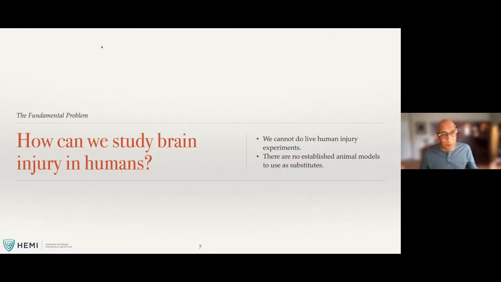All right, so here's my big problem. I want to study brain injury in humans, but I cannot do live human injury experiments. So the classical way in which we do science, if we want to study a problem, right, we do the experiment in that area. I cannot do the live injury experiment. So how am I going to understand what happens in brain injury?